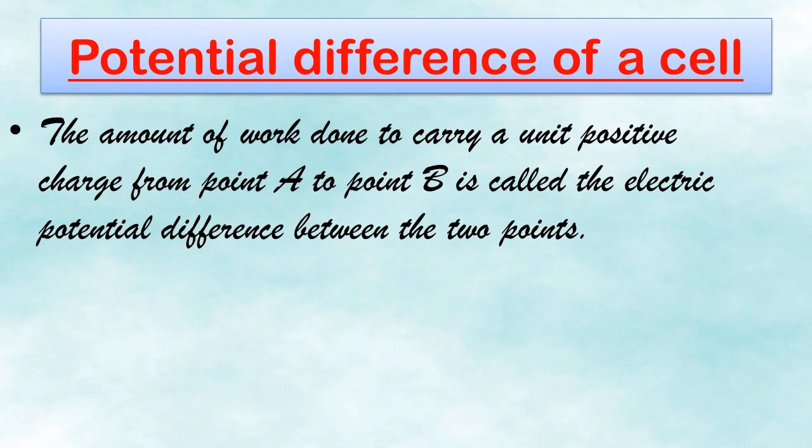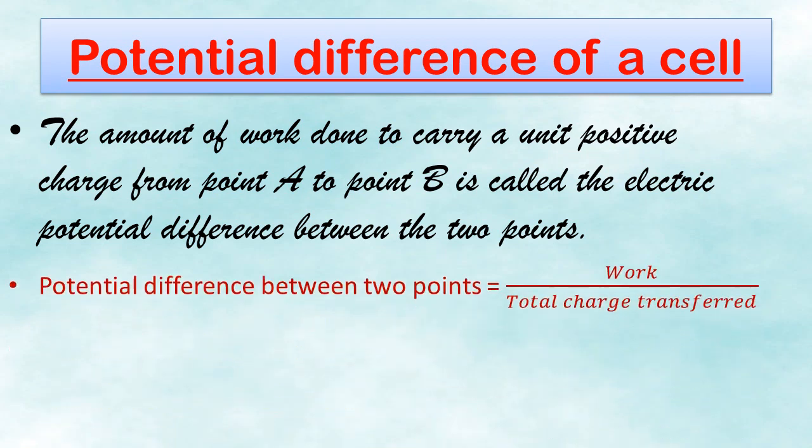And the amount of work done to carry a unit positive charge from point A to point B is called the electric potential difference between the 2 points. So what is electric potential difference? The amount of work done to carry a unit positive charge from point A to point B, that means between two different points, is called the electric potential difference between those 2 points.